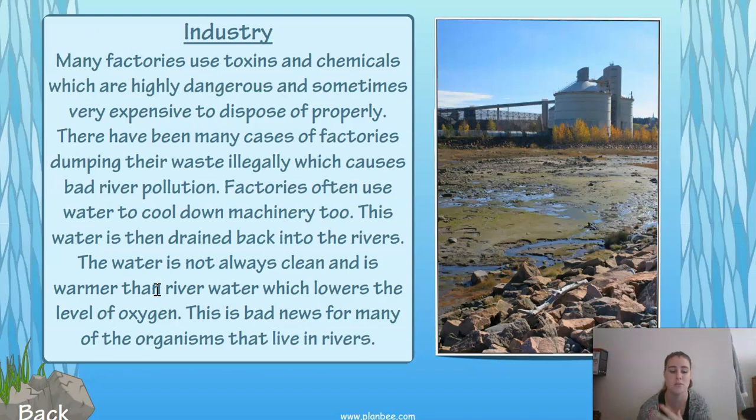Okay, and because it's warmer, and you'll learn this in year 6 and when you move into secondary school, water carries oxygen. Obviously, we know this from how fish are able to breathe underwater, and that's because they absorb the oxygen. That's how plants can live underwater. They absorb the oxygen from the water.